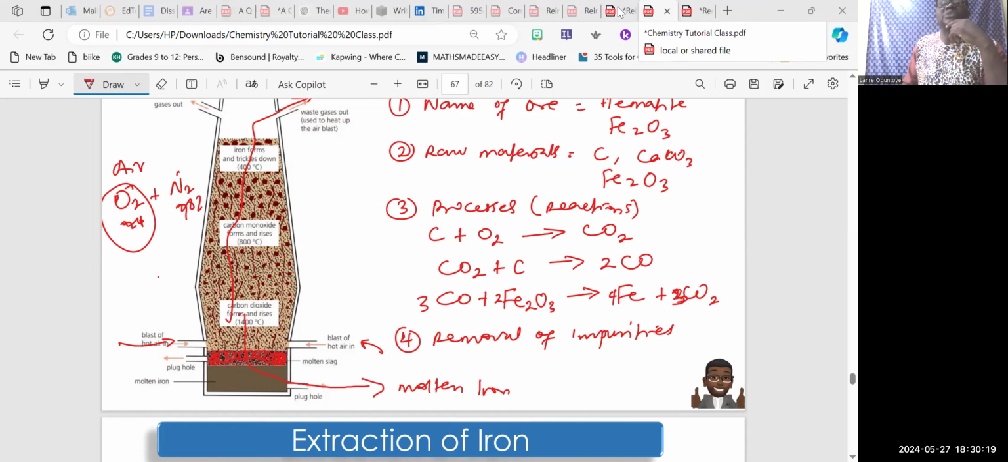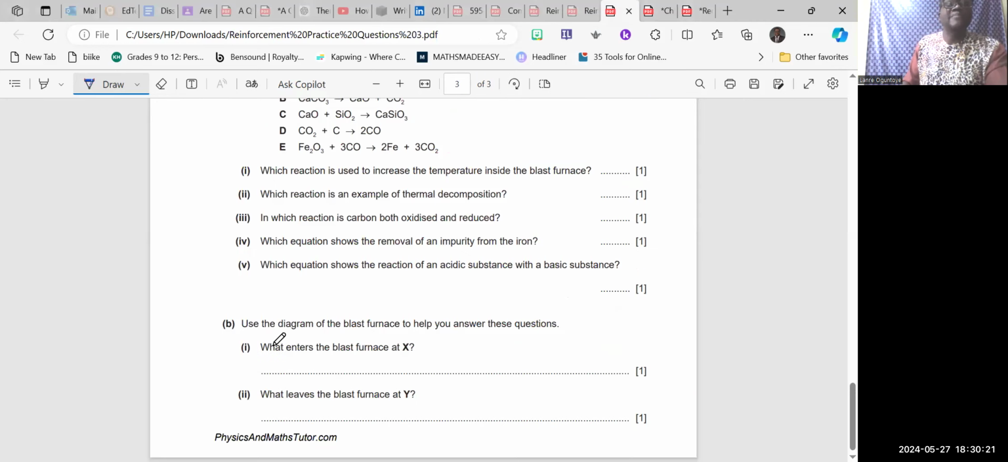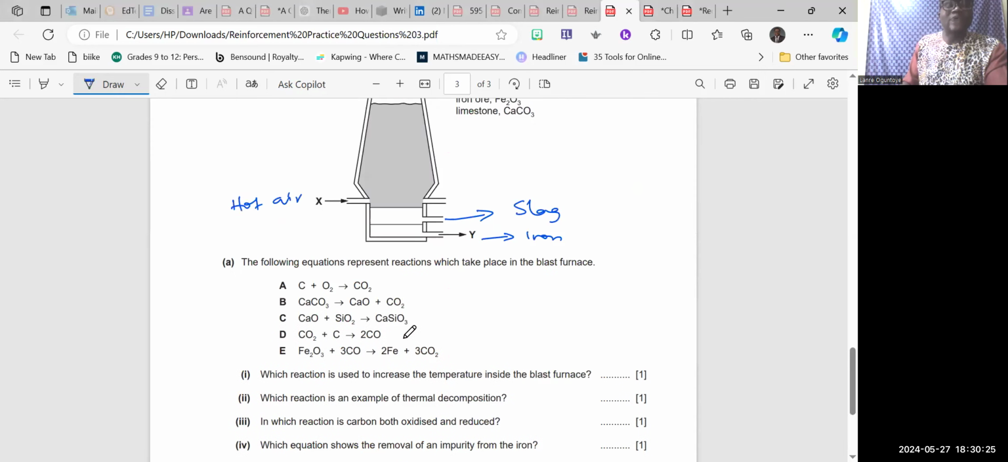Let's go back to the question quickly. I have 8 more minutes. What leaves the blast furnace at Y? Molten iron. Can you see that? Don't just write iron, because depending on the mark scheme, iron is correct, but it's molten iron.